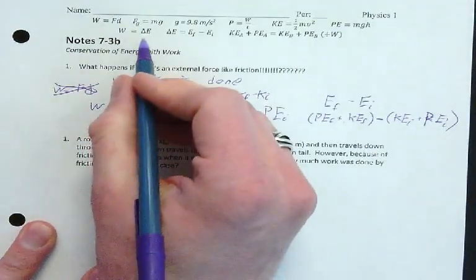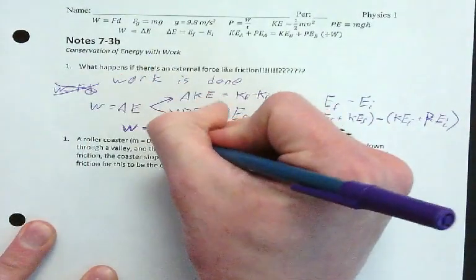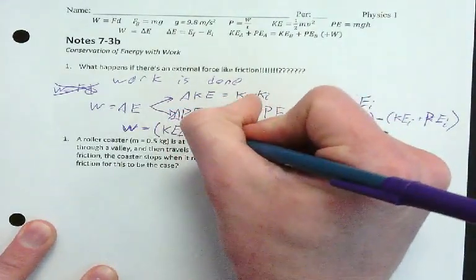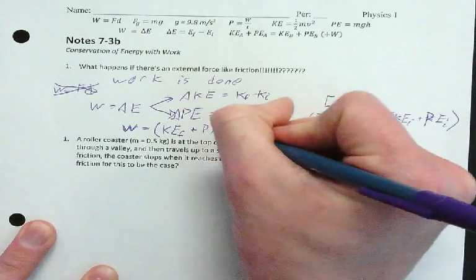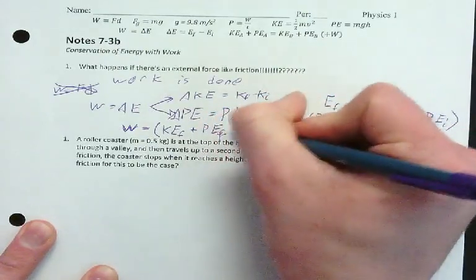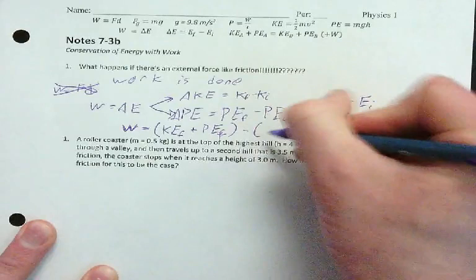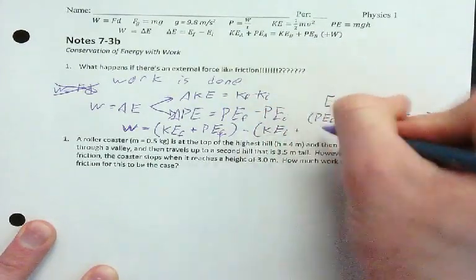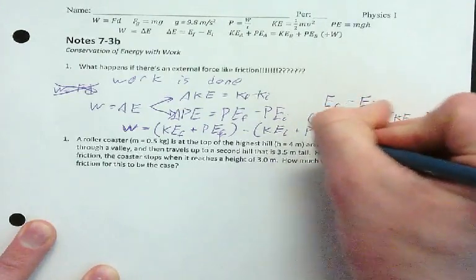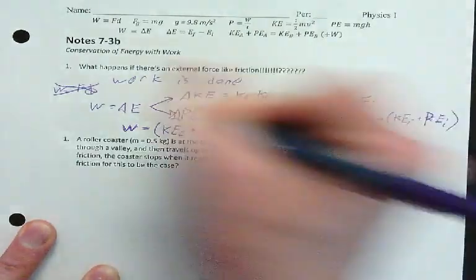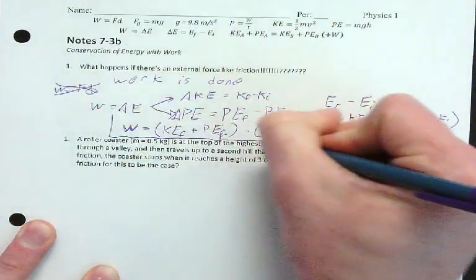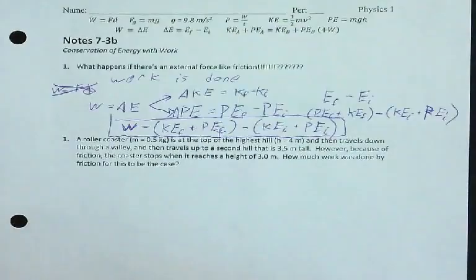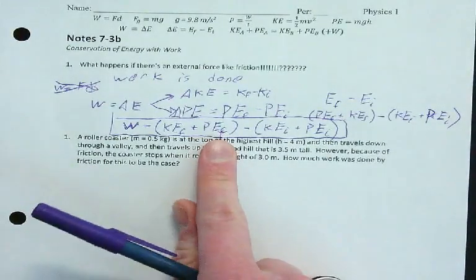Work equals change in energy. So, that's final energy minus initial energy. And put like a big box around this or something like that, because that's the new equation we're going to use.